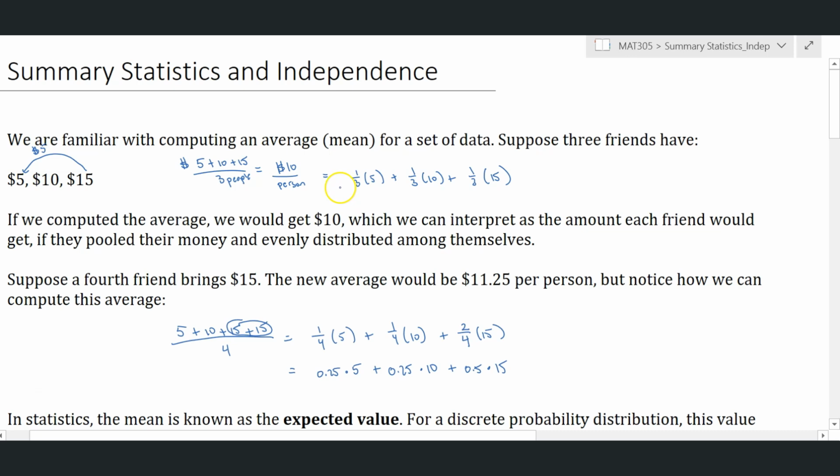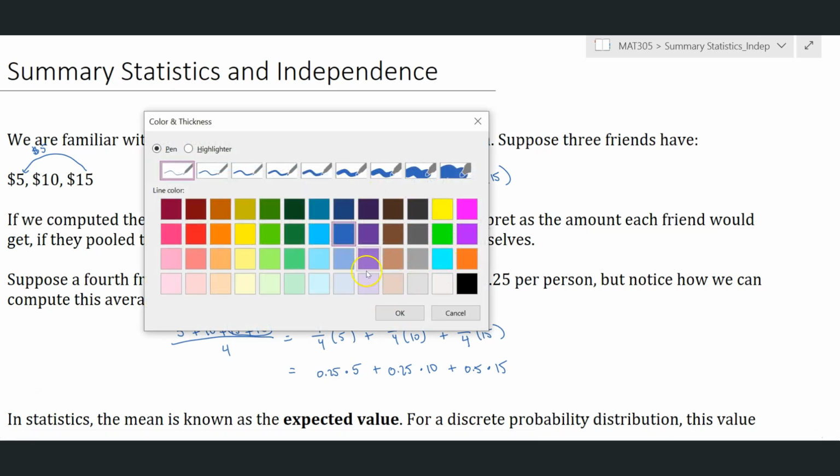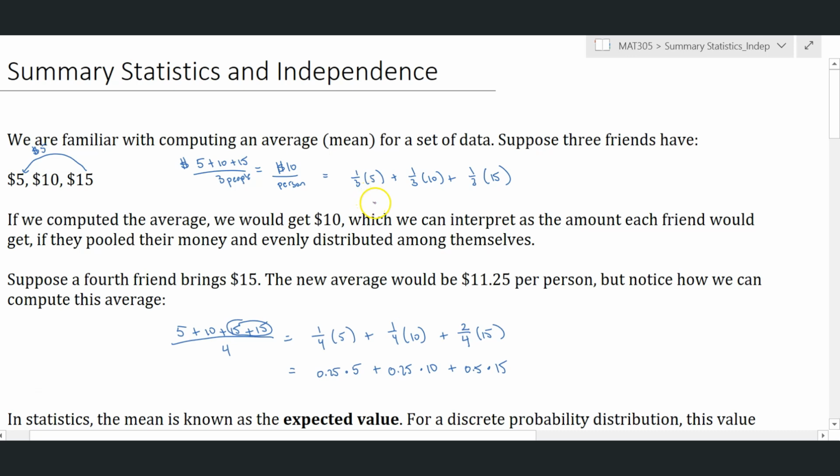These coefficients that we see here are called the weights. The reason they're called weights is because they represent how much each of those terms weighs in computing that average. Now over here, those weights are not all the same. In fact, the number 15, that dollar amount, holds more weight. It holds twice the amount of weight than both 5 and 10. That makes sense because there are twice as many 15s in that calculation as there are 5s and 10s.